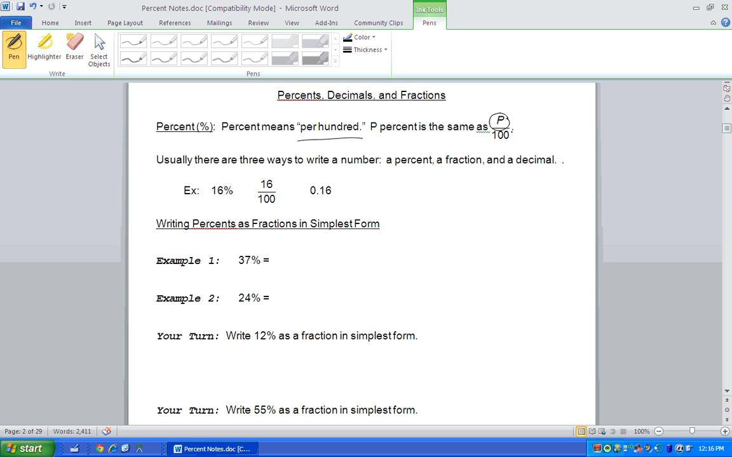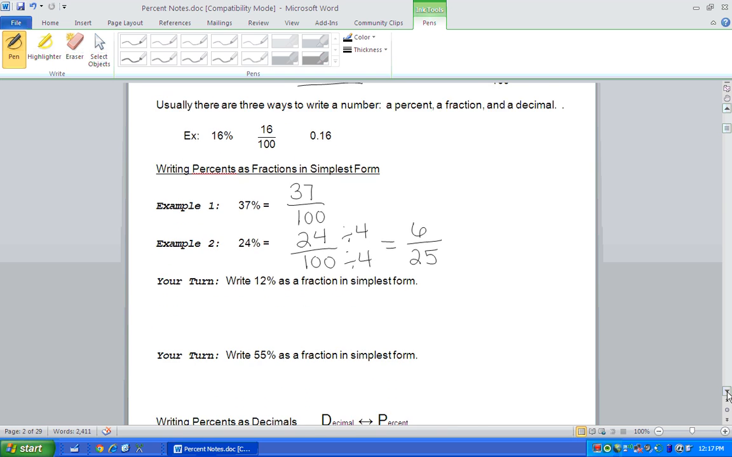The three ways that you can write numbers are as percents, fractions, and decimals. In this first section, we're going to talk about how to convert a percent to a fraction in simplest form. So let's look at example 1. 37%, remember, means 37 out of 100. That fraction is already in simplest form because 37 is a prime number. Example 2, 24% would be 24 out of 100. Now for this fraction, you can divide the numerator and denominator by 4, and you would get the fraction 6/25. Go ahead and pause the video and try the next two examples on your own, 12% and 55%.